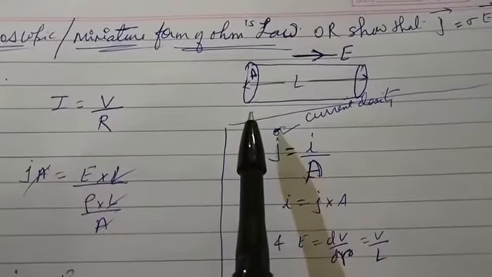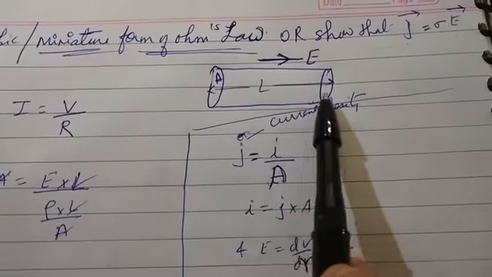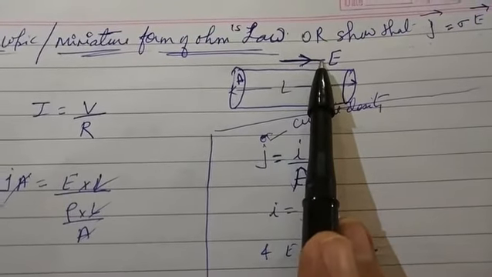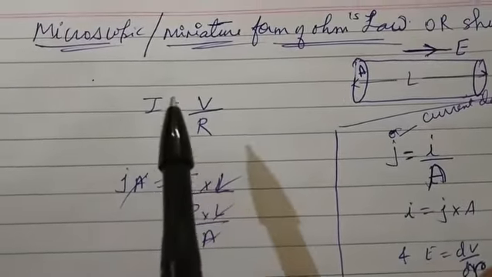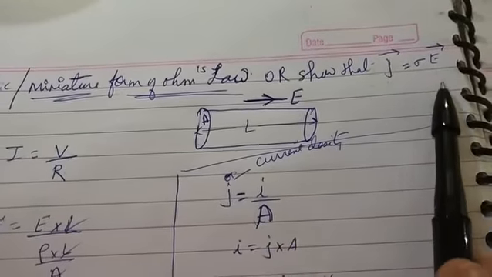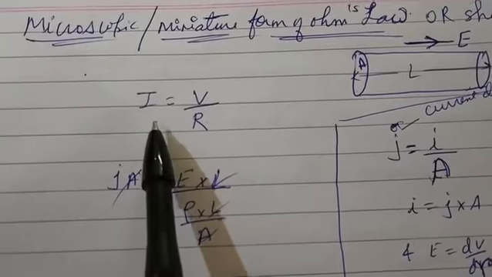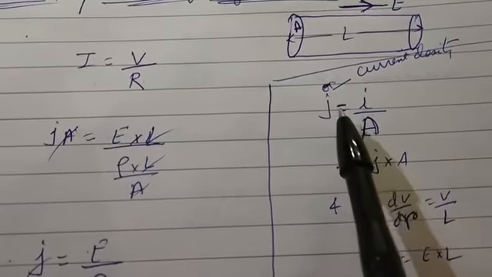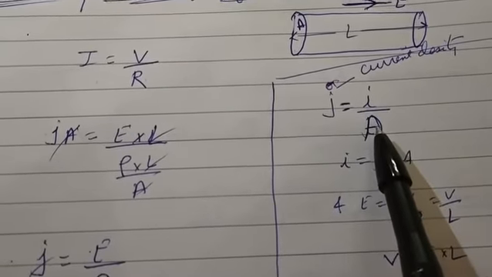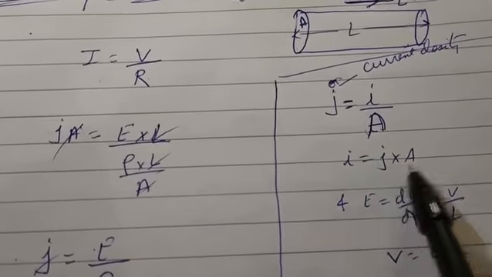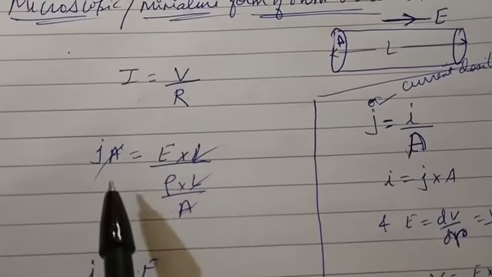Suppose we have taken a conductor. Let the length of the conductor be L, area of cross section A, and electric field applied E. From Ohm's law we know that V is equal to IR, or I is equal to V upon R. We want J and E. Current density is current per unit area, J is equal to I upon A. So instead of I, we can write J into A.